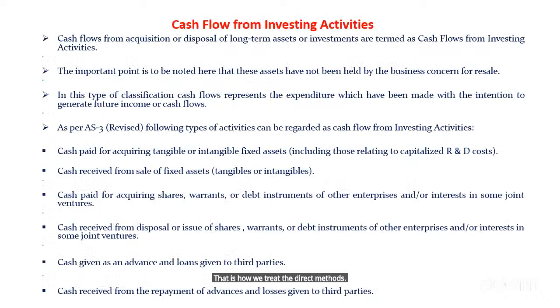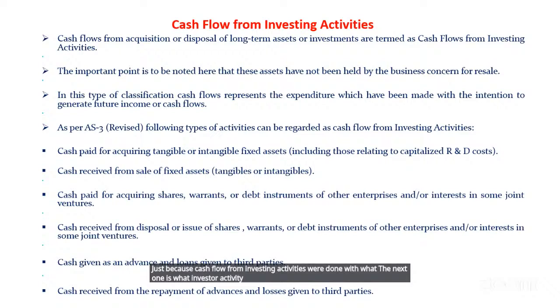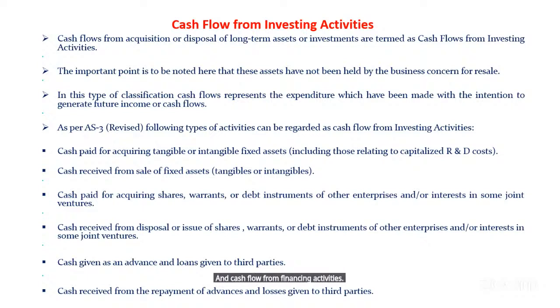Let's look at cash flow from investing activities. We're done with operating activity. The next one is investing activity. Remember, we said there are three subheadings. We'll talk about cash flow from operating activities, cash flow from investing activities, and cash flow from financing activities. Now we're going into cash flow from investing activities. Cash flow from acquisition or disposal of long-term assets or investments is termed cash flow from investing activities.